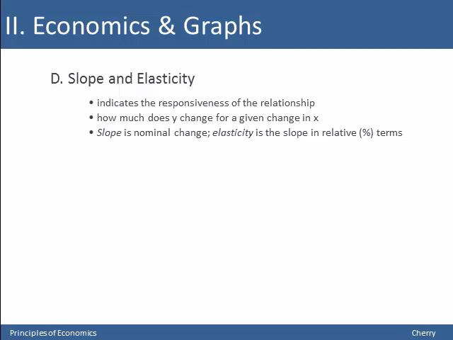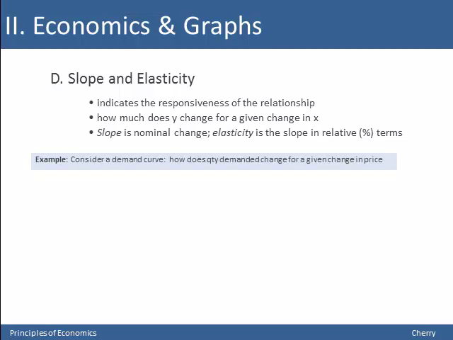Right? And you can see that this could be important because what if someone tells you that going to college will increase your income? That's some information, but it would be more helpful if they told you that if you got a college degree, you can expect to increase your income by 20%. Now slope, which we've seen before, is the nominal change. Elasticity is similar, and all it does is put it in relative terms, in percentage terms.